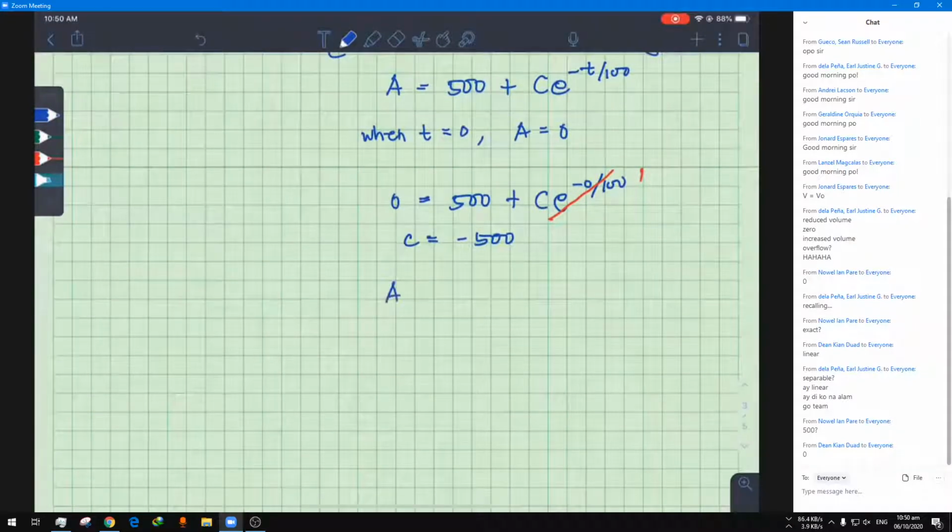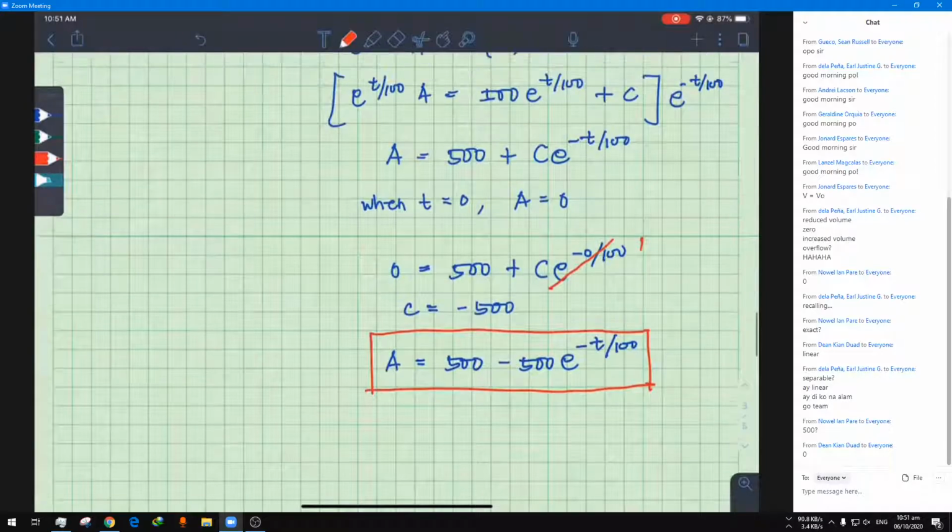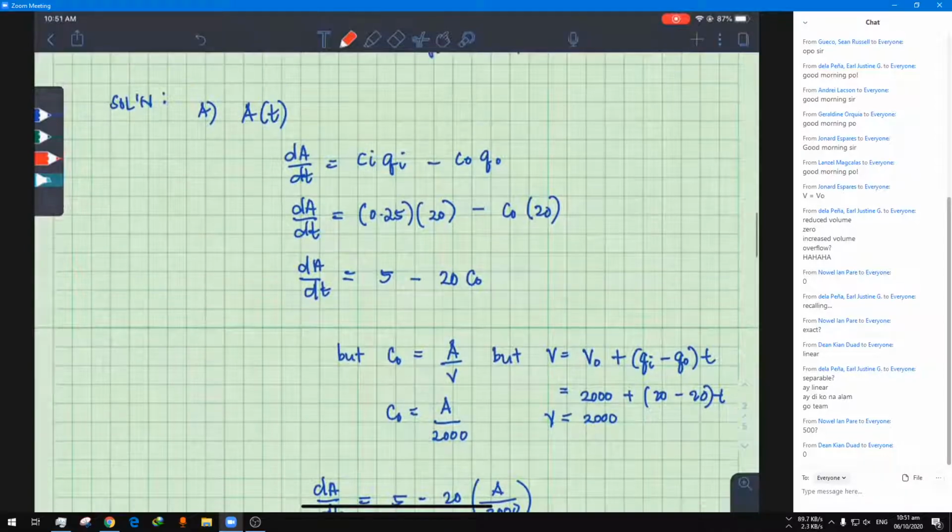So in short, the amount of salt that is present in our mixture at any instant of time would be equal to 500 minus 500 e raised to negative t all over 100. So yun yung sagot natin for question A: what is the amount of the substance at any instant time t? So let's proceed with letter B.